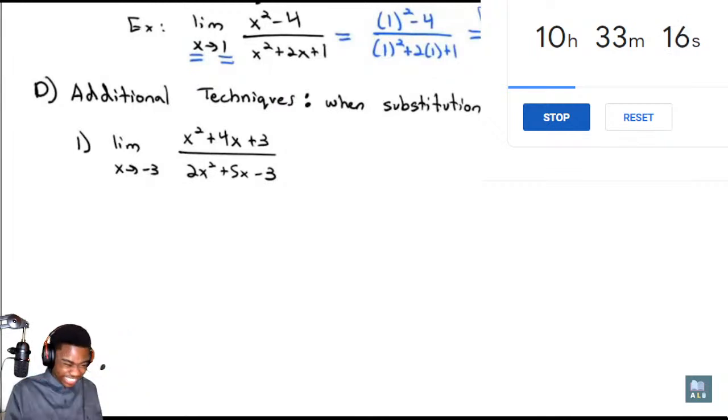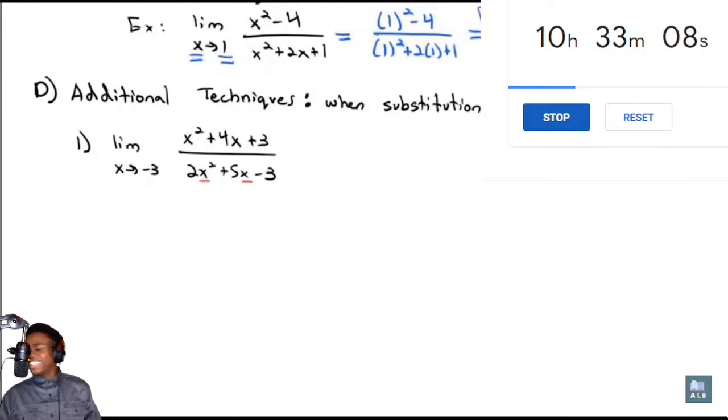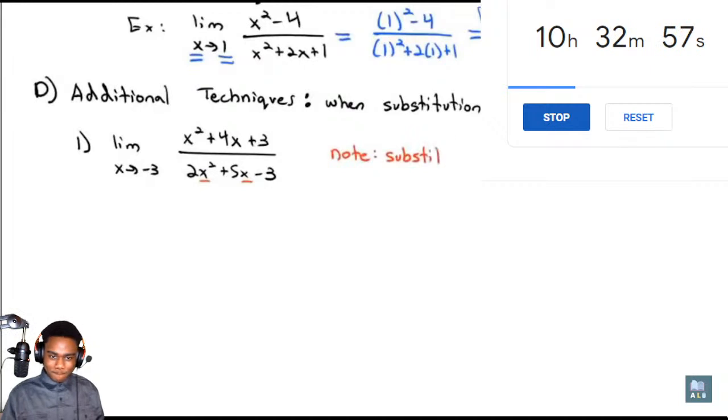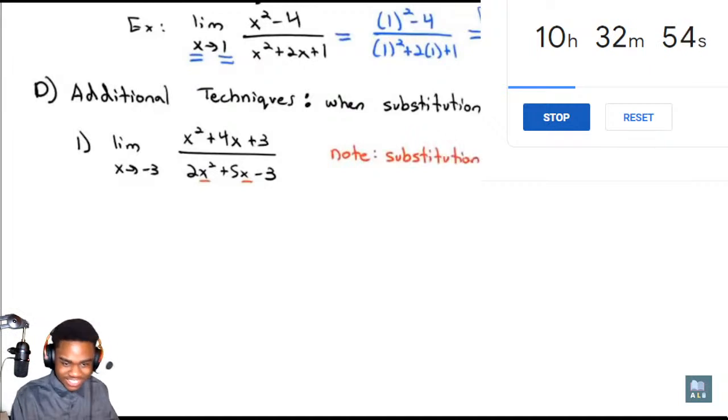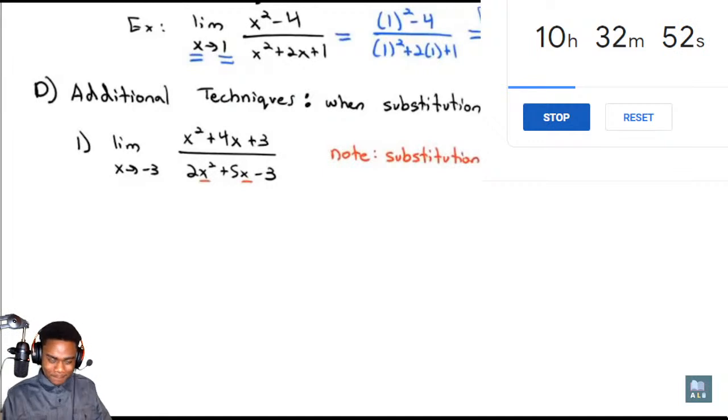Now what I want to notice is when we plug -3 in, especially interested in the denominator, we get 2 times 9 minus 15 minus 3, which is 0. So what we're noticing is substitution divides by 0. We can't divide by 0. We can't have 0 in the denominator. So we need an additional technique.